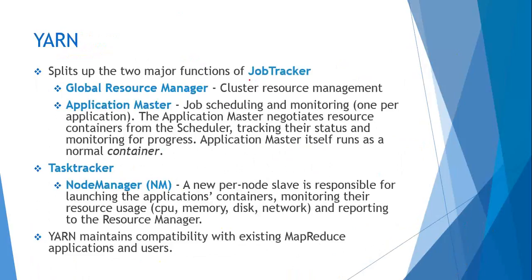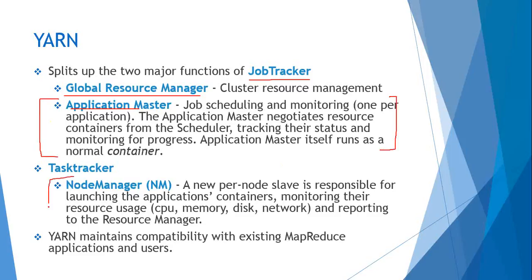So job tracker responsibility is divided into two things: your resource manager and application master. Job scheduling and monitoring, one per application. The application master negotiates resources from the scheduler, tracking the status and monitoring the further progress. Application master itself runs in a normal container.